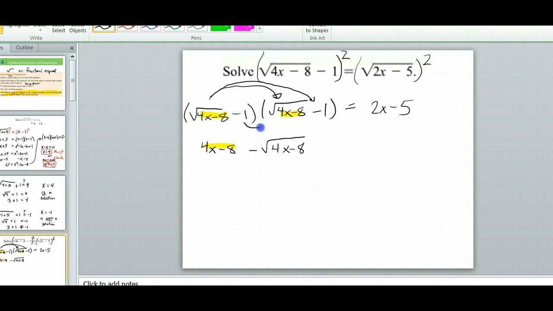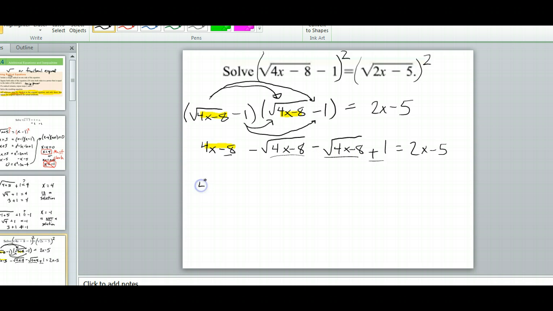Alright, inside we get another negative times the square root of 4x minus 8. And then last, negative 1 times negative 1 is positive 1. And that equals 2x minus 5. So let's clean up a little bit. We got some like terms here. This is a like term to this.